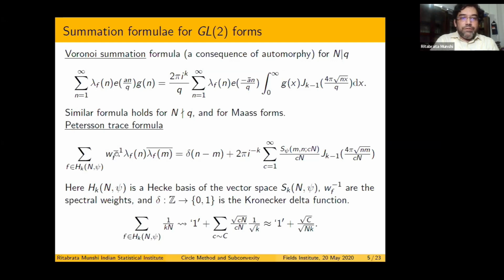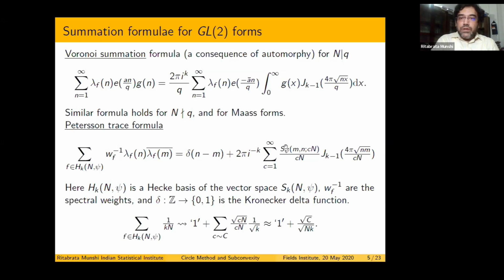And omega_f inverse is what's called the spectral parameter. So it will basically be more or less like 1 by the Petersson norm of the form f. And then this average is equal to delta of n minus m plus this side. And here J is again the J Bessel function that we had in the Voronoi formula over here.